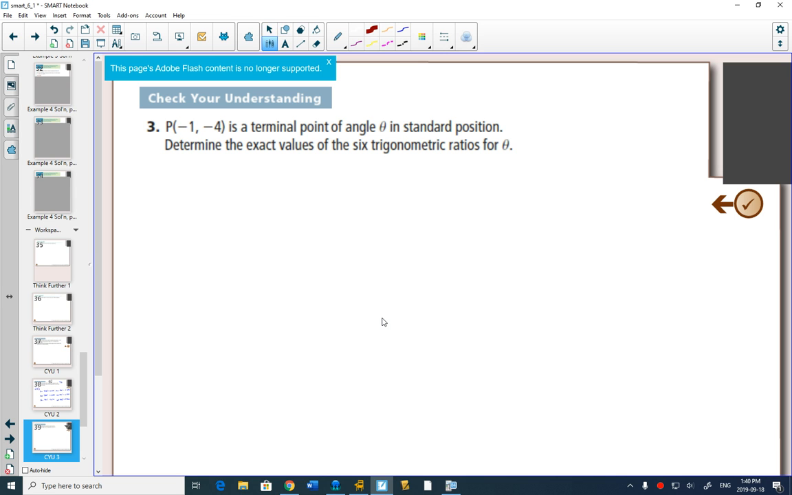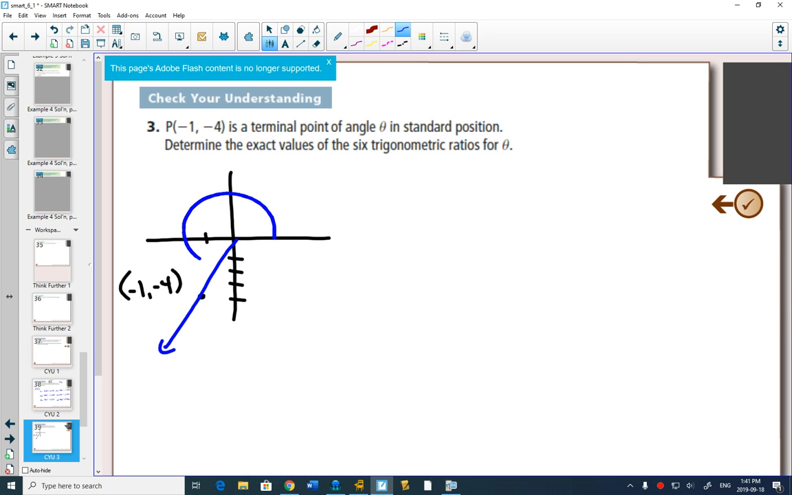So if I draw a picture of what's happening here, there's the point (-1, -4). Apparently, it's on the terminal arm. There's my terminal arm of an angle in standard position. Standard position starts on the positive x-axis. Here's the angle theta.